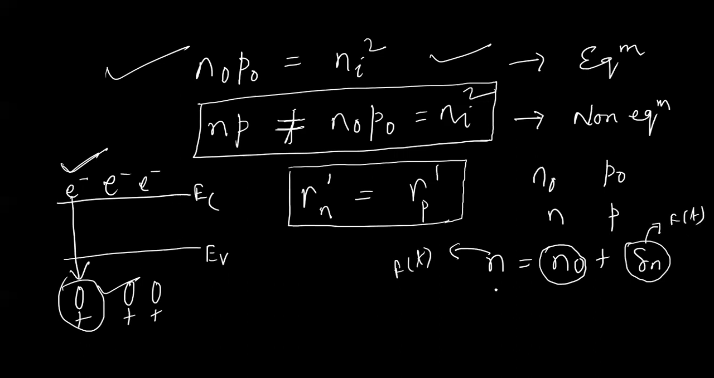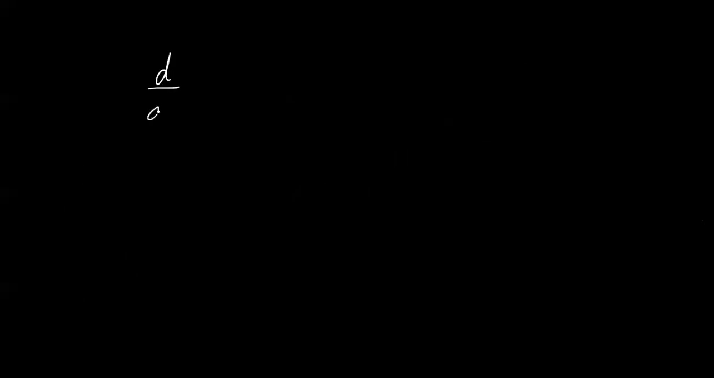Right. Similarly, p can be written as p0 plus delta p. Now delta p is a function of time, so this hole concentration p will also be a function of time. Simple. So now we will try to write it in a mathematical form. What is the net rate of change in the electron concentration? So I can write net rate of change d by dt, to find out the rate of change of the electron concentration. What is the excess electron concentration?